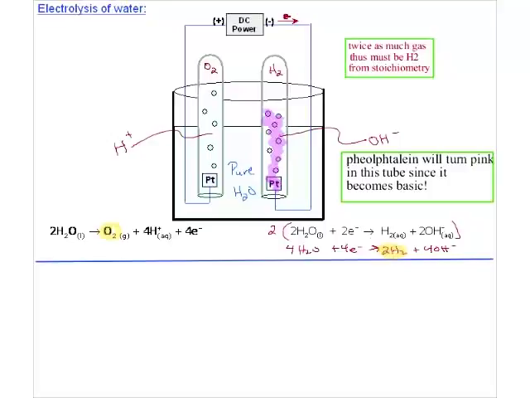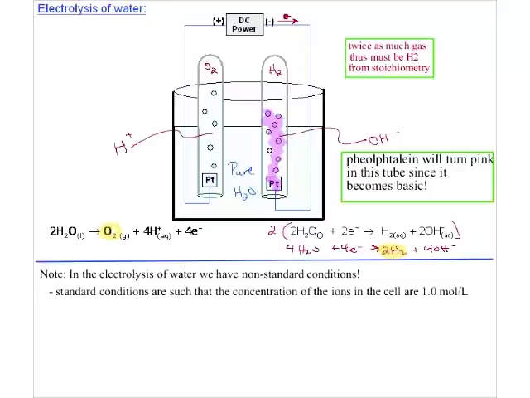Now, one of the problems with water being electrolyzed, or the electrolysis of water, is that these are going to be representing non-standard conditions. Because remember, in order for us to use our redox table, standard conditions are going to be such that the concentration of all the ions is going to be 1 mole per liter.